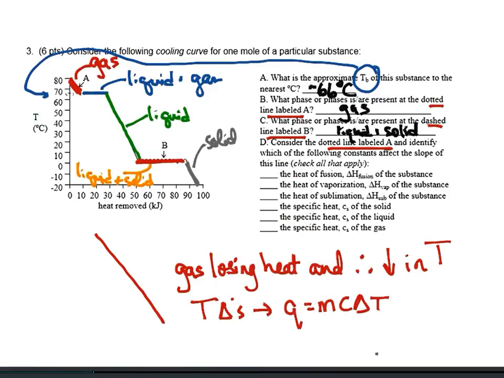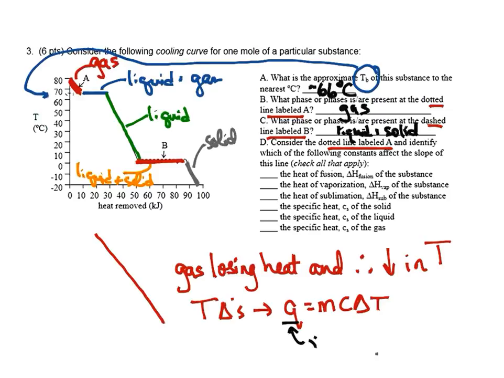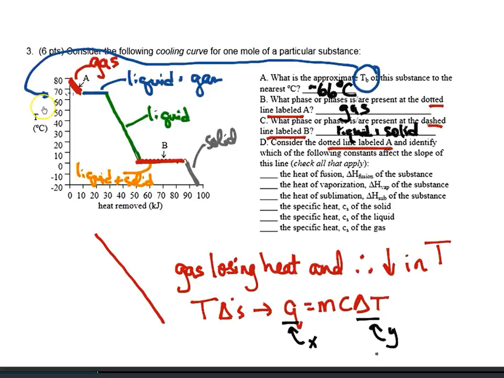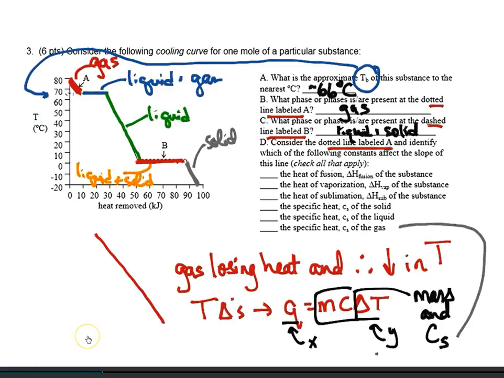When we look at all the different items on our list, that's heat, that's along X here, and then Y is our change in temperature. So when you look up here, m or c, c is the specific heat, those are the only things that could possibly influence this. And so it has to be one of these specific heats at the bottom. It can't be heat of fusion, it can't be heat of vaporization, it can't be heat of sublimation.